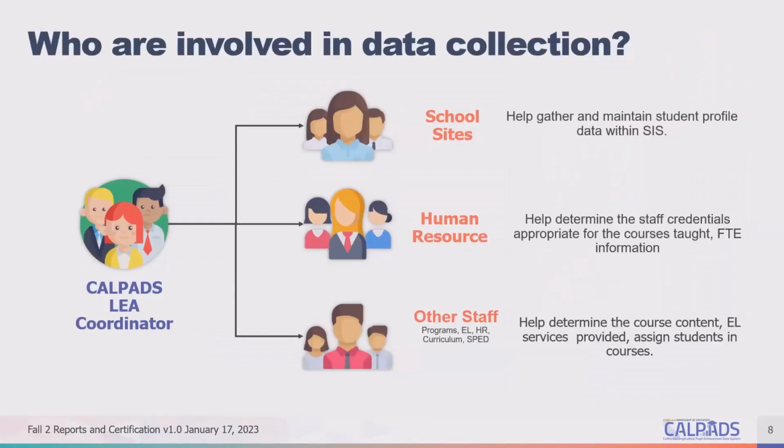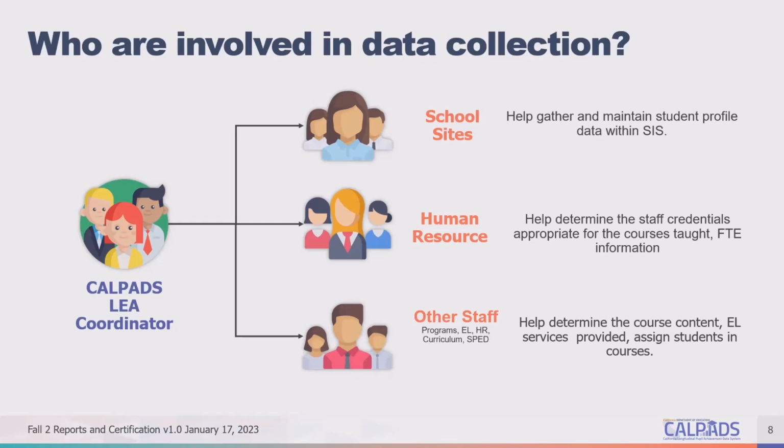It's important to consider all the people involved with the data collection, right? When we talk about connecting people across the ecosystem, this little diagram highlights those different groups of staff members. So you have the school site staff, the administration in charge of the teaching staff. You're going to have human resources providing the demographic information related to our teachers, and then you have other program staff. For Fall 2, that could be English learners, your special ed, curriculum and instruction again.